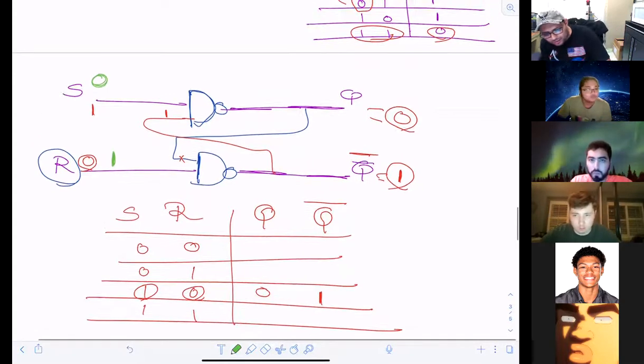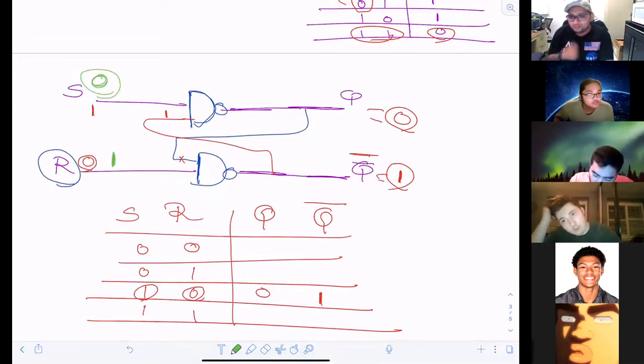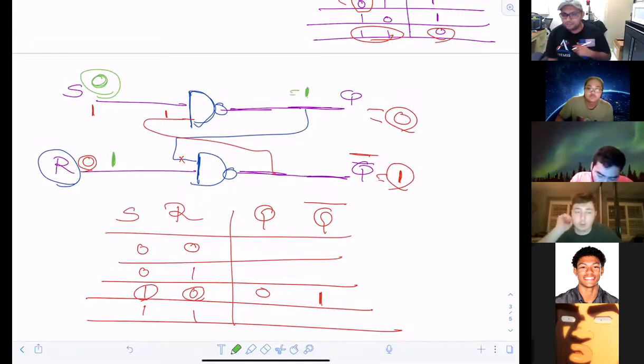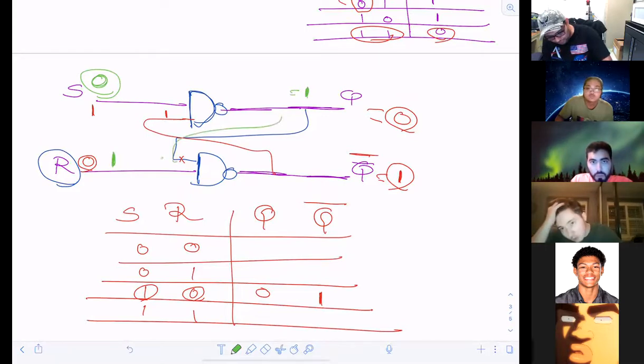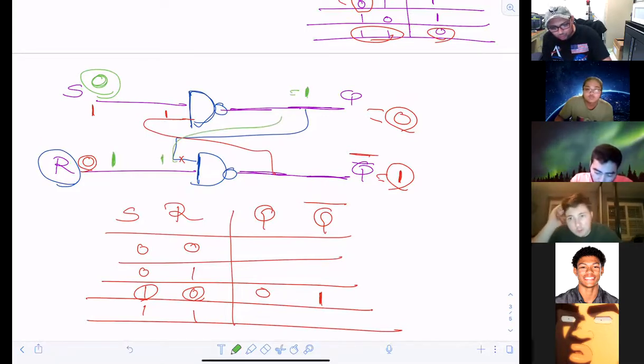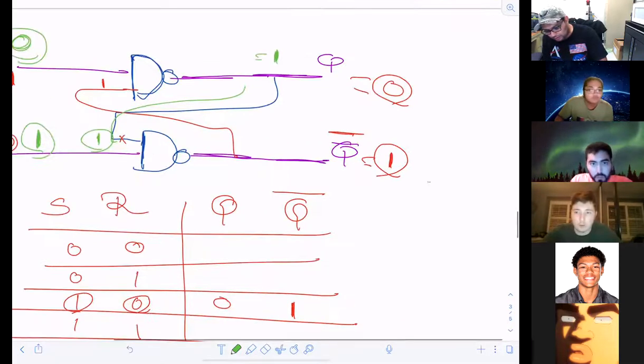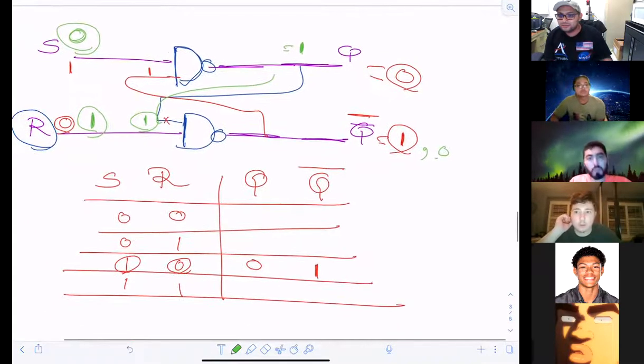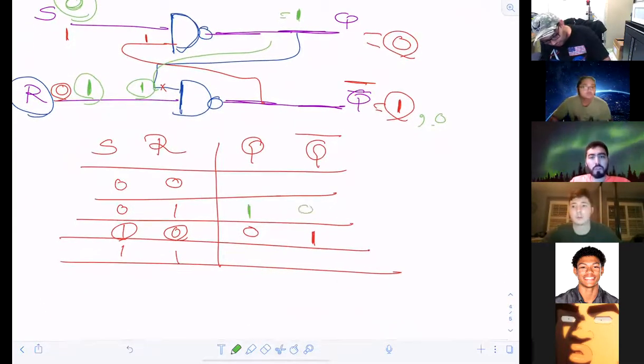The gate that has zero will bring one. So this guy is equal to one, right? That one will go here, boom, to be here. But this is one, and one with one, the output will be what in this case? Zero, right? So it's flipping. That means it's going to be here one, zero.